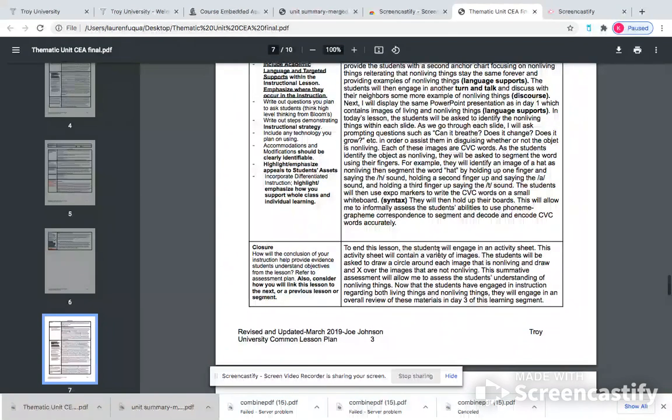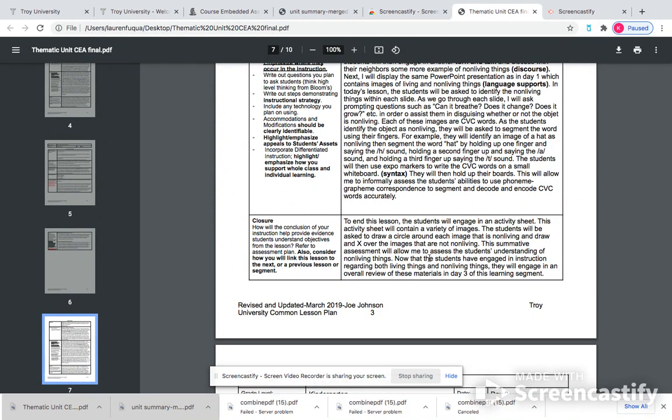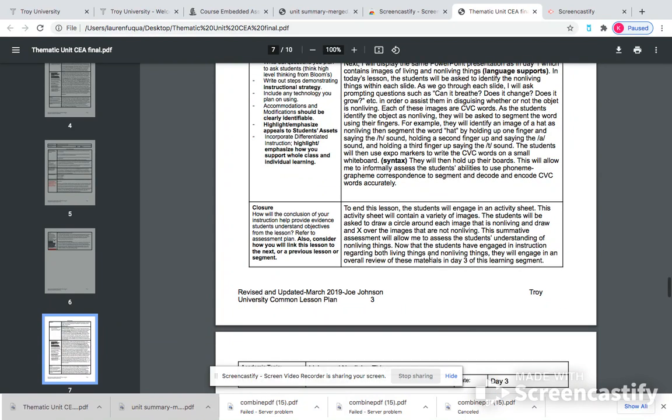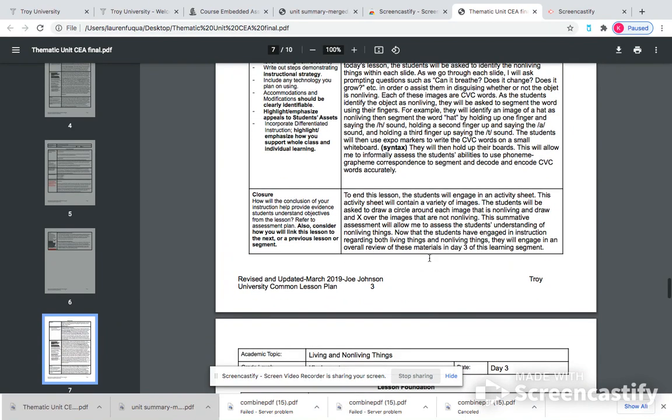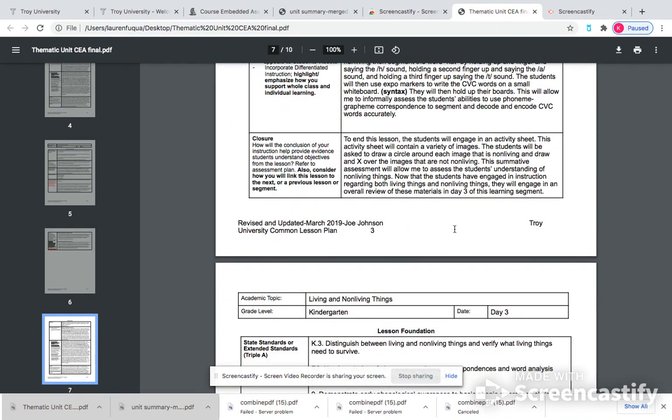To end this lesson, they will engage in another activity sheet. This activity sheet will contain a variety of images. The students will be asked to draw a circle around each image that is non-living and draw an X over the images that are living. This will allow me to assess their abilities to identify non-living things.